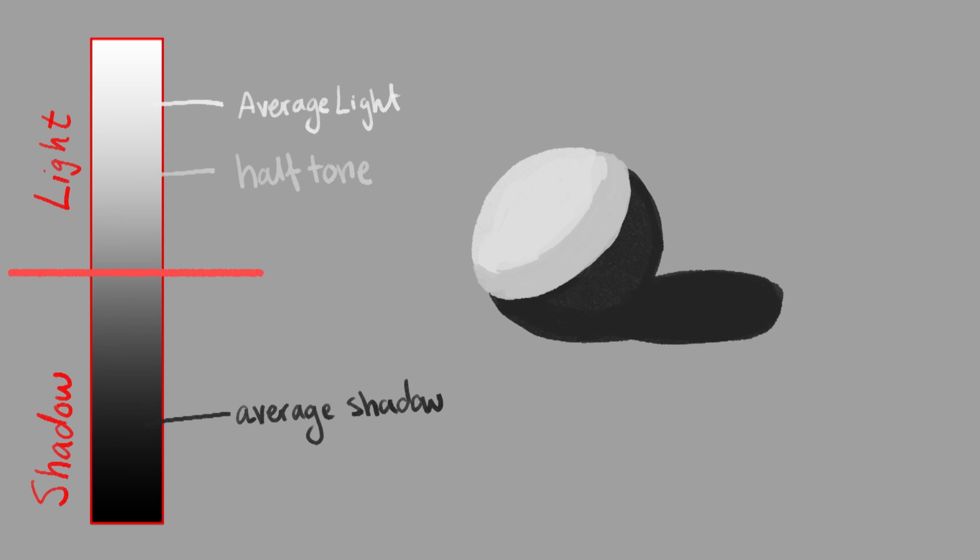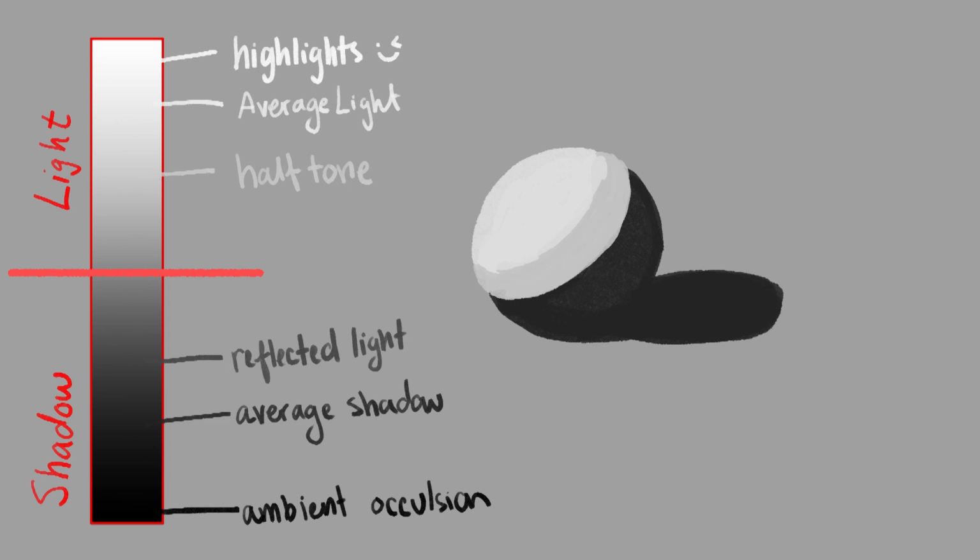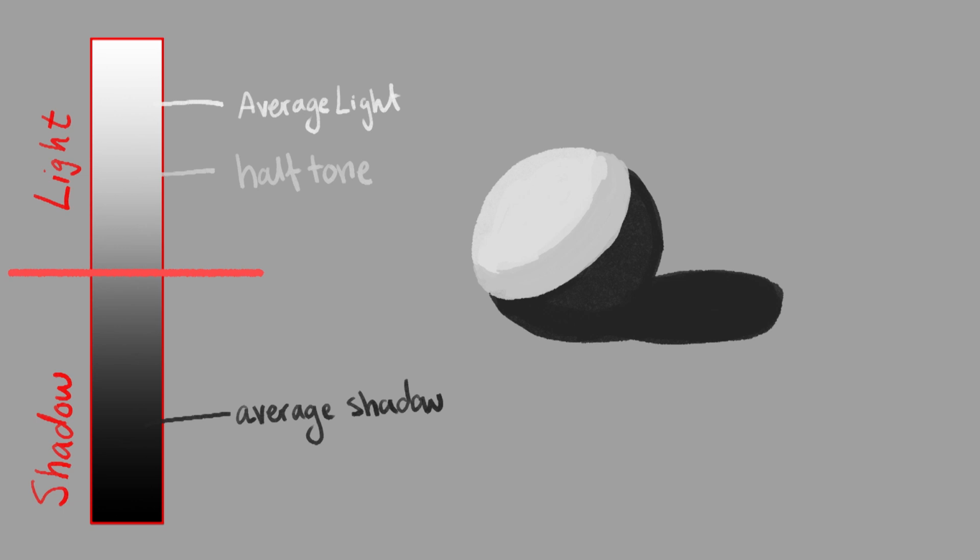Now I know what you're thinking. What about highlights, ambient occlusion, reflected light, terminator line, core shadow? Those all exist for sure, and I'm sure you know about them. But remember, I'm taking you back to elementary school. Your ABCs, your 1, 2, 3s. And for lighting, this is your 1, 2, 3, your fundamentals: average light, halftone, and average shadow.